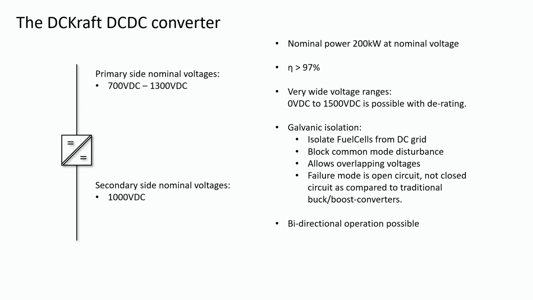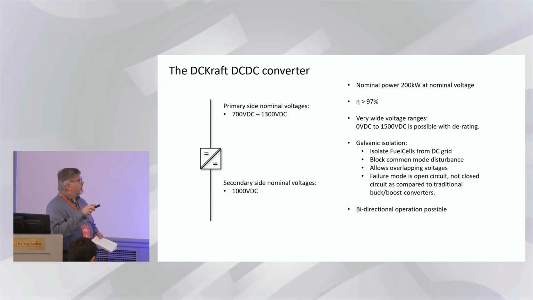So the requirements look like this. Primary voltage in the range of 700 to 1300 volt. And secondary nominal voltage, that's a DC bus, around 1000 volt. So we end up at a nominal power of roughly 200 kilowatt. We will have an efficiency higher than 97% for the whole converter. And as I said, galvanic isolation and bidirectional operation should be possible.